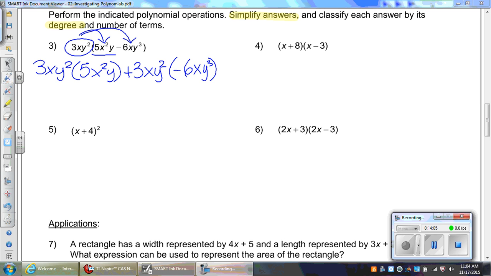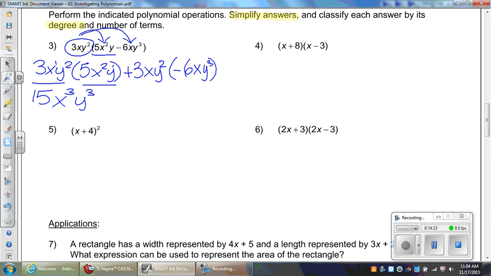Okay, so let's review. Edwin, what do you get from multiplying 3x squared times 5x squared y? Don't forget that has a 1 and a 1. 15. x cubed and y cubed. Okay, very good. And next one, Amy. Negative 18.